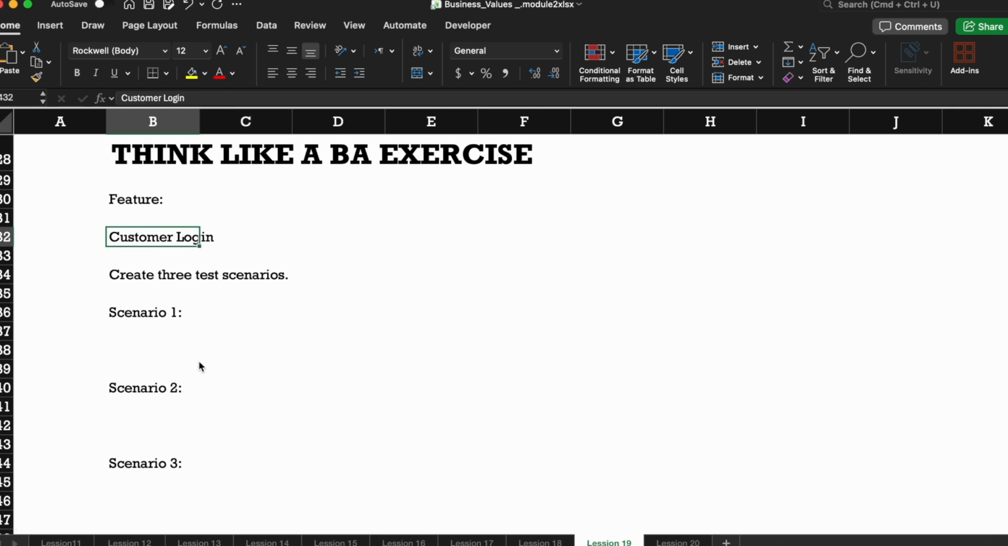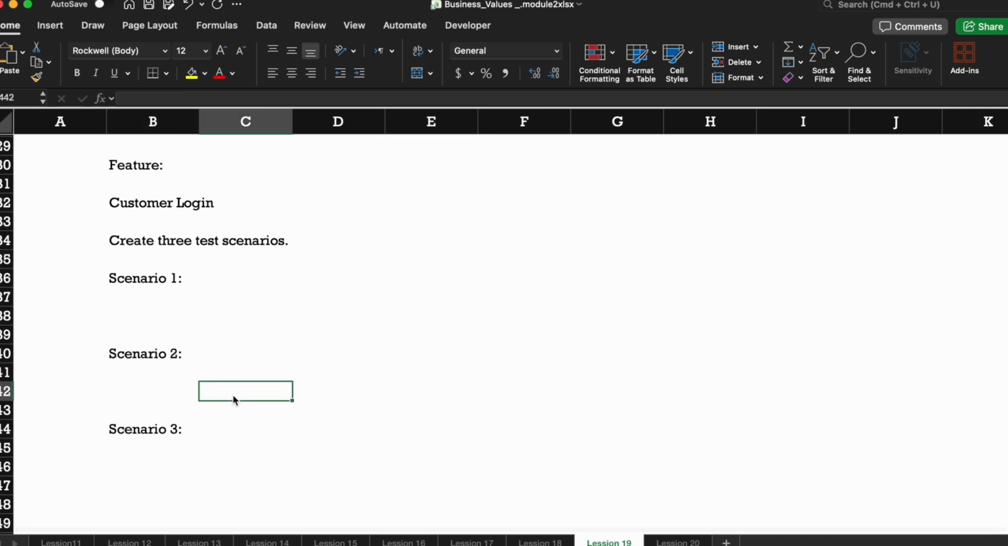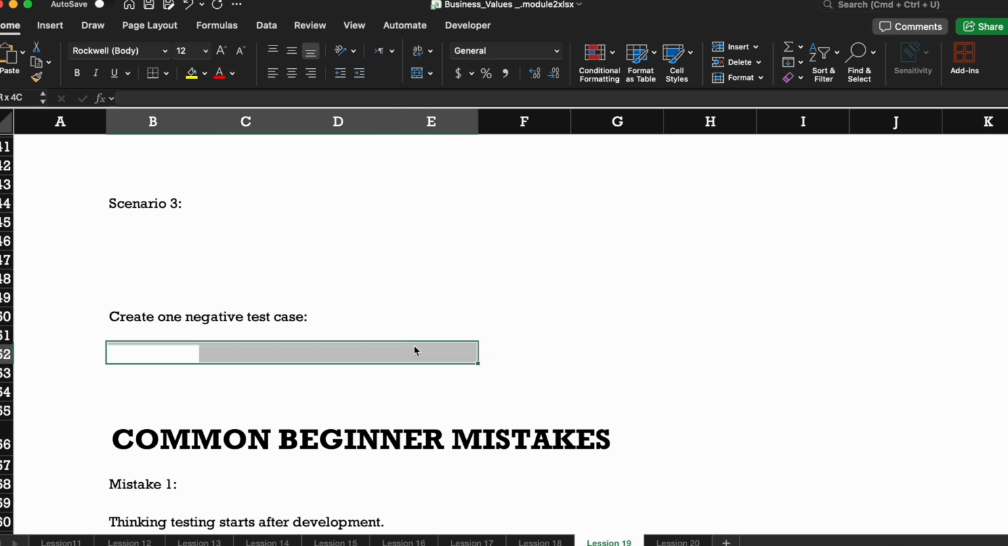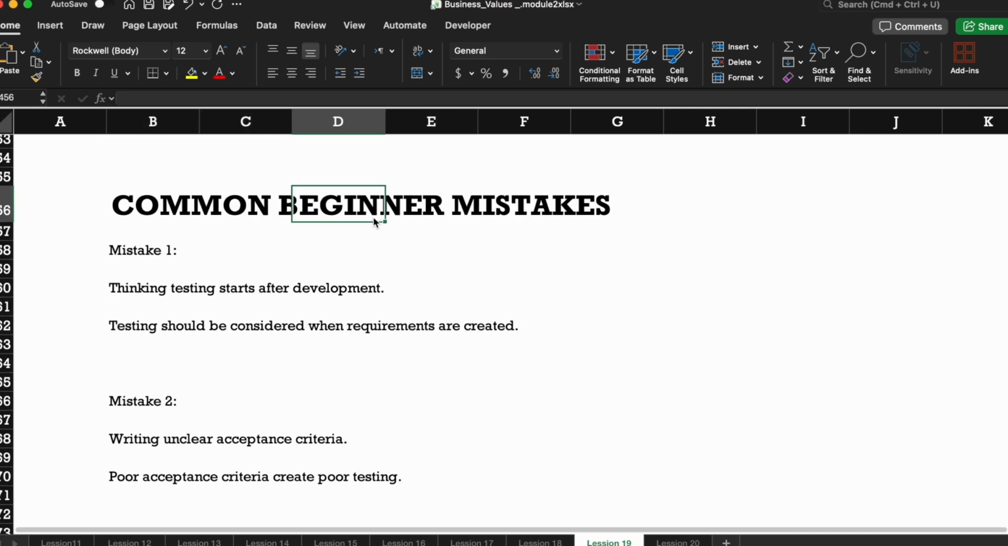Customer login. Okay, so if you don't understand, you can log into your online banking and see if you can come up with 3 test scenarios. Test scenarios are different from test cases. Here you just write one line on what you are trying to test. Create 1 negative test case. So if you provide an incorrect username or password, what will happen? Like you are clicking the wrong bank portal or something like that, you can come up with many combinations of negative test cases. Okay, common beginner mistakes.